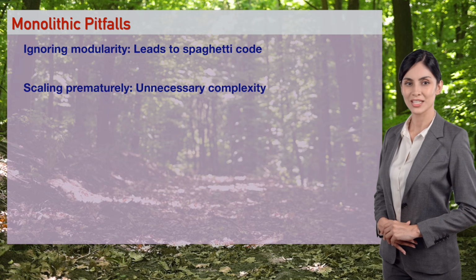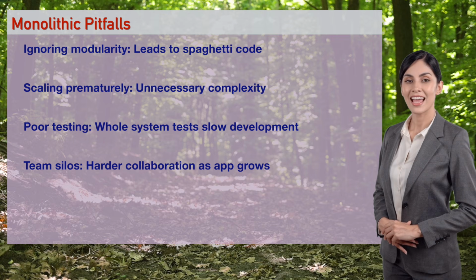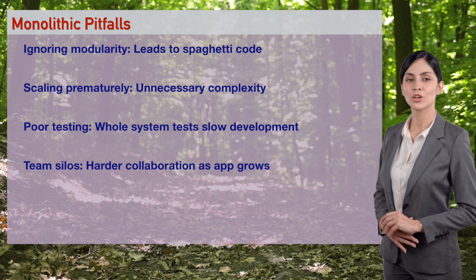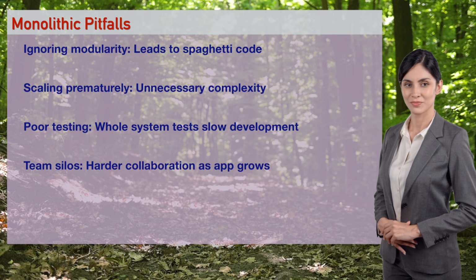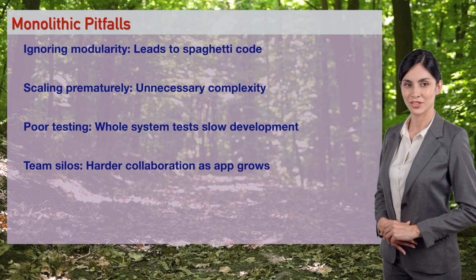Ignoring modularity from day 2 can turn it into spaghetti code. Don't scale prematurely. That adds unneeded complexity. Poor testing practices mean testing the whole system, slowing things down. As the app grows, it can create team silos and hinder collaboration. Avoidable with foresight. Today, we're diving into monolithic software architecture, a foundational approach.